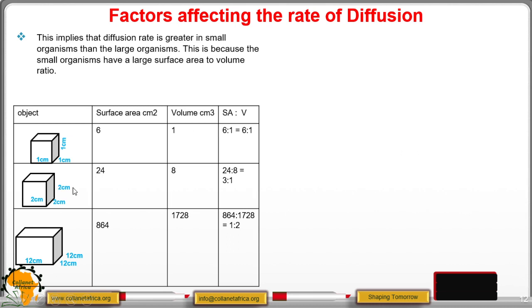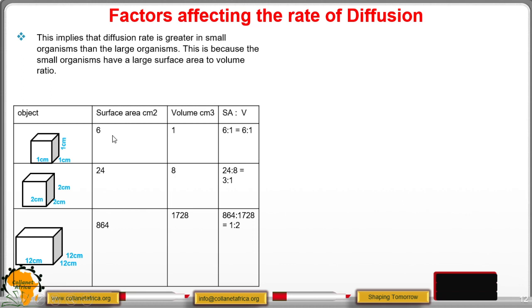This object is increasing in size. The surface area is 24, volume is 8. So the ratio is 3 to 1. We have this object having a surface area of 864 and the volume is 1728. The ratio of surface area to volume is 1 to 2. So this smaller object is having a larger surface area to volume ratio.